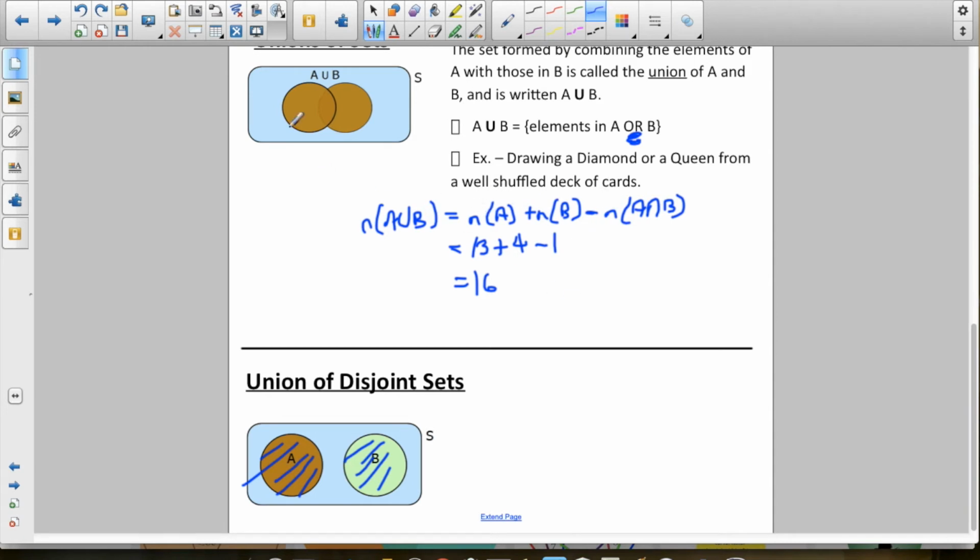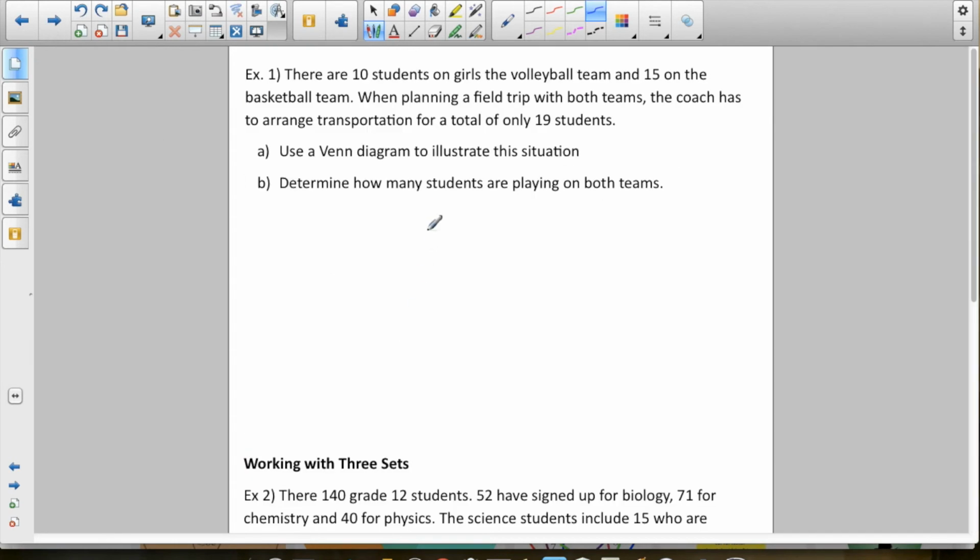Great. Okay, let's do a couple examples. This one isn't too complex, but the next one gets a bit more challenging. So let's say there are 10 students on the girls' volleyball team and 15 on the basketball team. When planning a field trip with both teams, the coach has to arrange transportation for only a total of 19 students. So we've got 15 plus 10. Obviously that's going to be 25, but there are only 19 students. So we're going to use a Venn diagram to illustrate this.